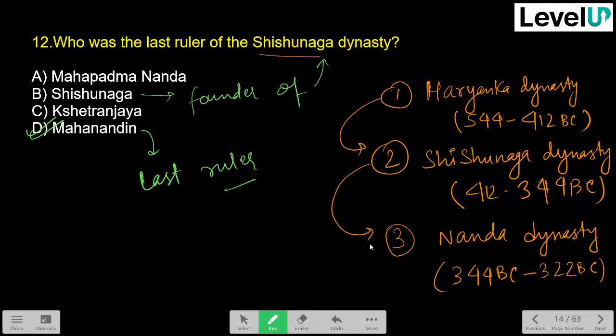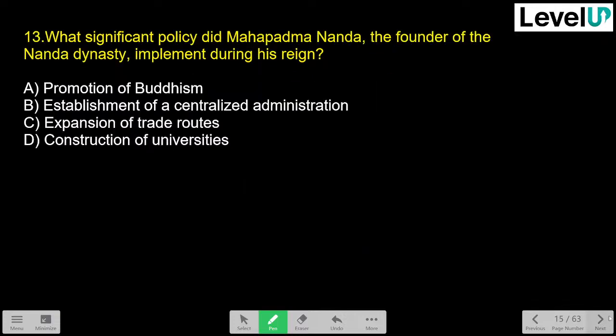After Shishunag came the Nanda dynasty. Mahapadmananda was the founder of the Nanda dynasty. What type of policy did he implement? Please let me know. He established a centralized administration system, that is, the whole power would be in the hand of Mahapadmananda. After Mahapadmananda, it was Dhananand.